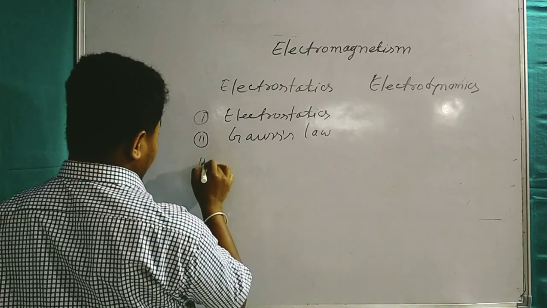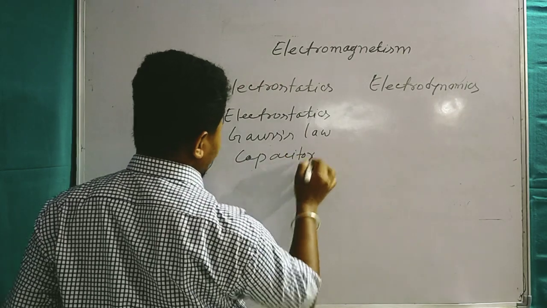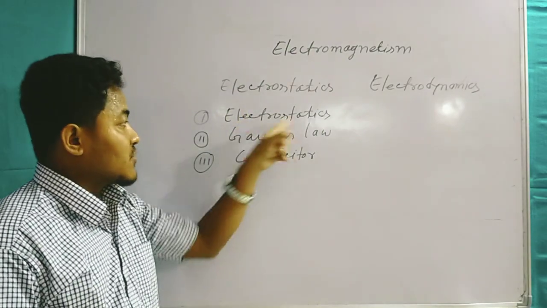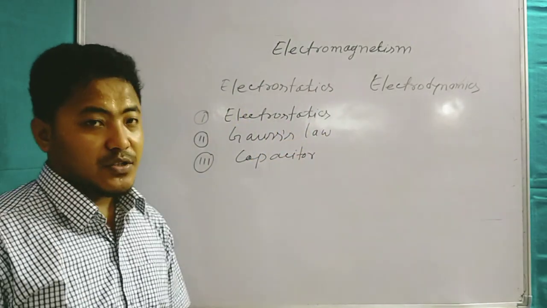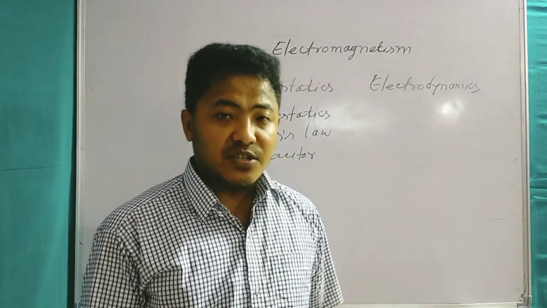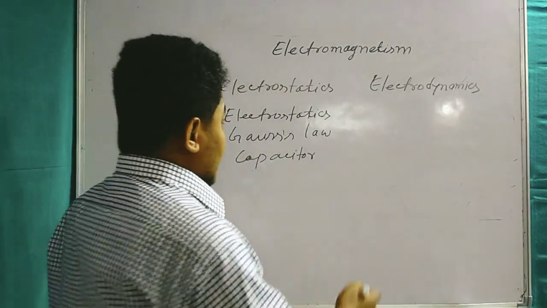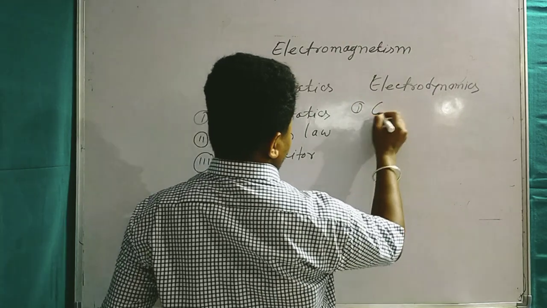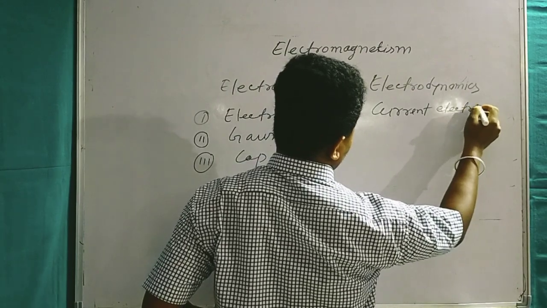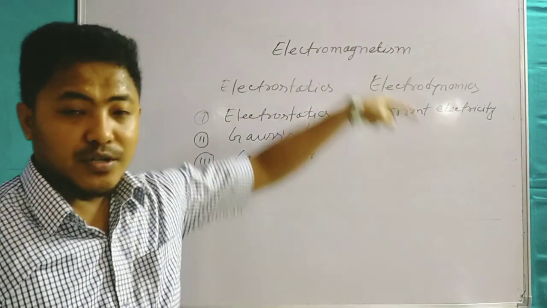Thirdly we have the capacitor. So in electrostatics, in the class 12 physics context, we'll learn electrostatics, Gauss's law and capacitor. And in electrodynamics, as I told you, the charge is dynamic, that means charge will be moving. In this case, number one, we'll go first with current electricity, in the part of electrodynamics.